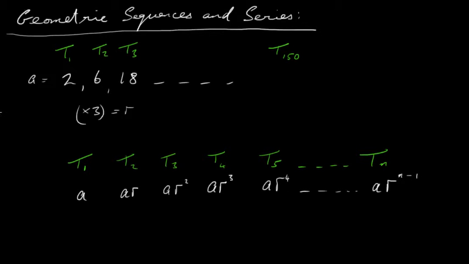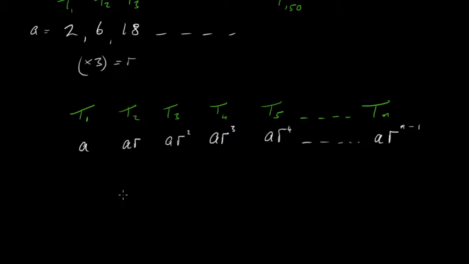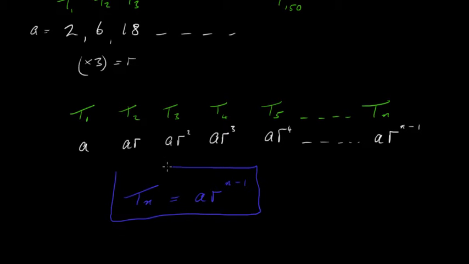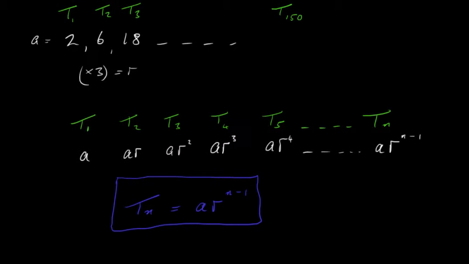So our general formula then is just simply going to be Tn is equal to A OR to the power of n minus 1. So this is the formula we're going to use when we want to work out any particular term in a geometric sequence. So for example, up here we were looking at T150. So let's see if we can work that out.